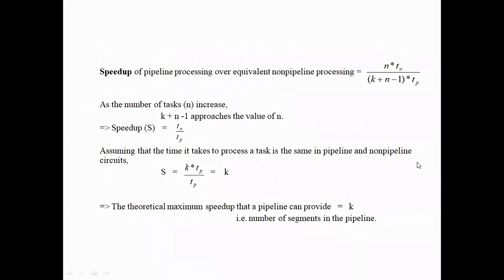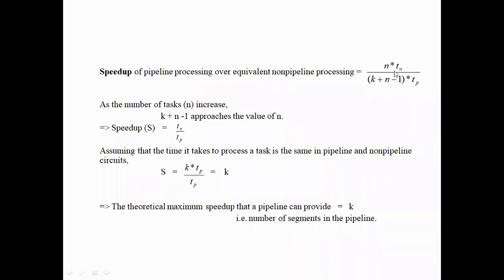So we are done with the numerical, but what we learned from this numerical problem is that the speed up of a pipeline processing over equivalent non-pipeline processing is given by this formula, where n is the number of tasks, Tn is the time taken to complete one task in a non-pipeline system, K is the number of segments in the pipeline system, and Tp is the time for one clock pulse. So this is a very important formula and must be remembered.